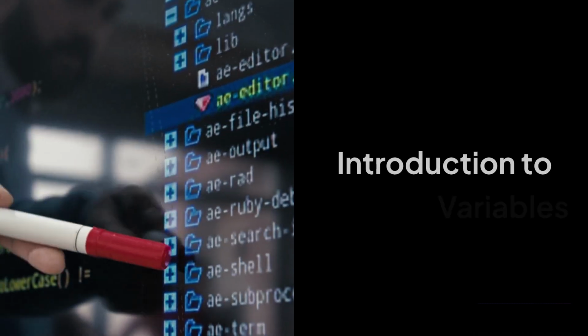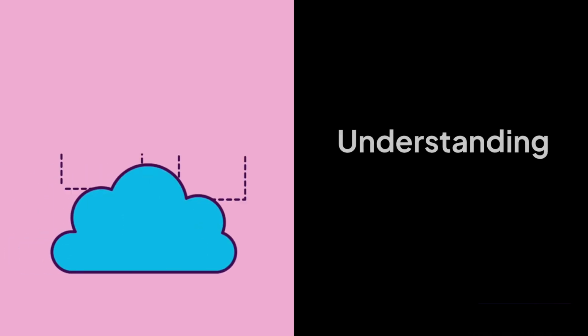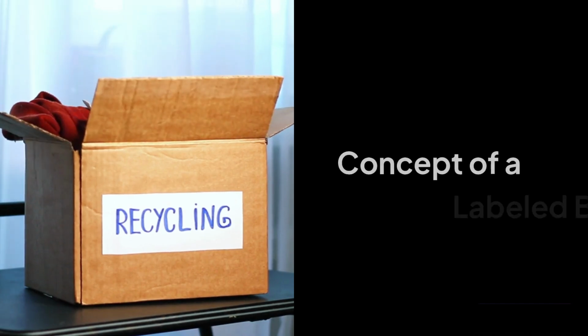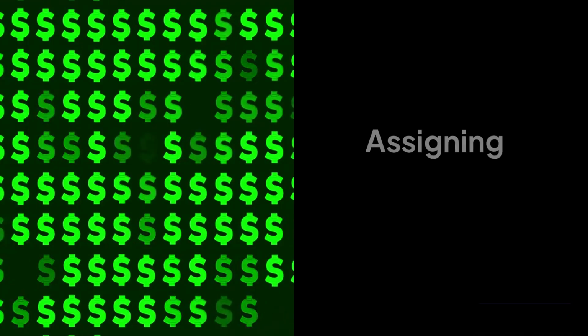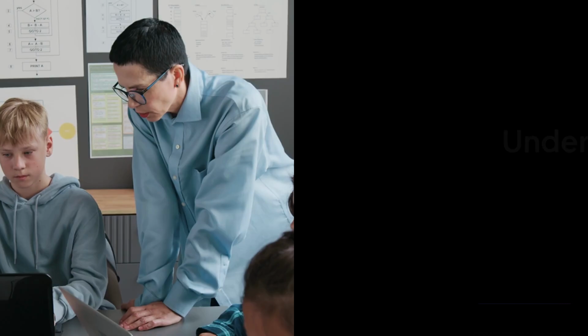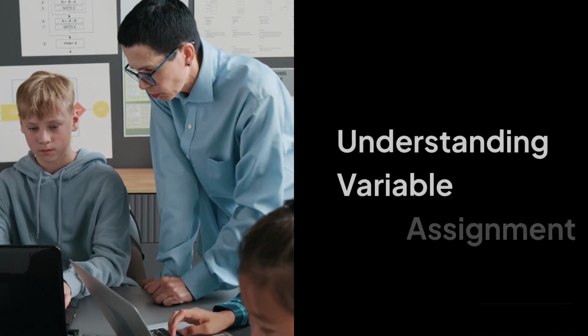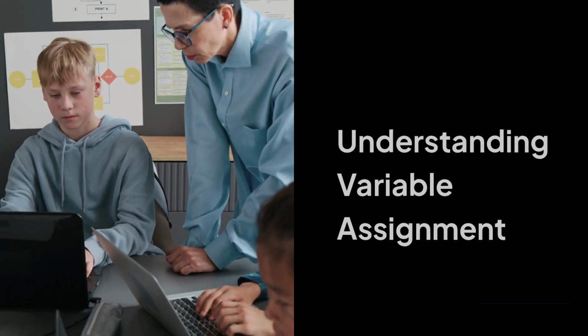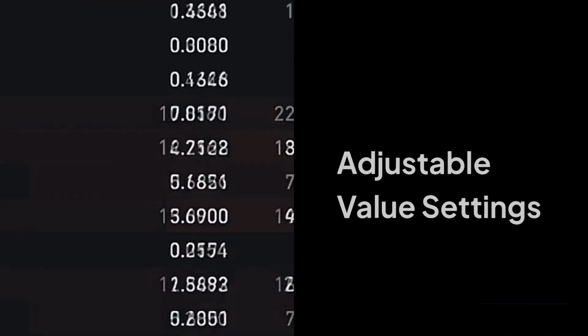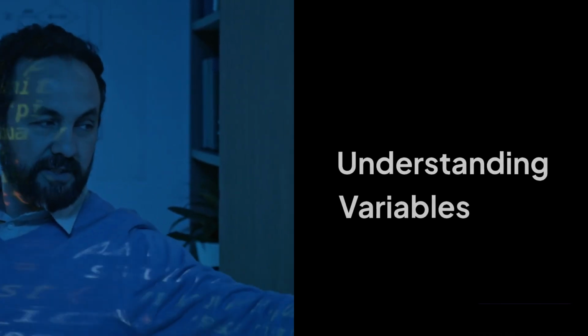Let's start with variables. A variable is simply a place where you store data. Think of it like a labeled box. You give the box a name and you put a value inside it. For example, if you write x equals 10, you are storing the value 10 inside a box called x. Later, you can change that value. That's why it's called a variable.